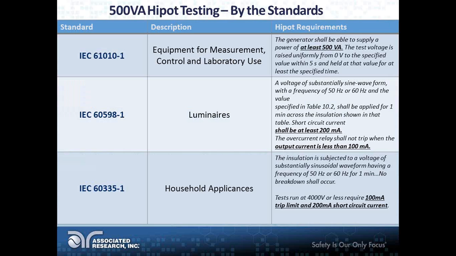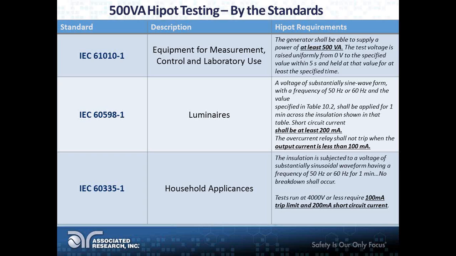But here's the 500 VA Hipot testing right from the standard. This is how the requirements from various standards are worded. This is basically right out of the standard. So, for example, IEC 61010-1, which is the big standard for equipment for measurement, control, and laboratory use.